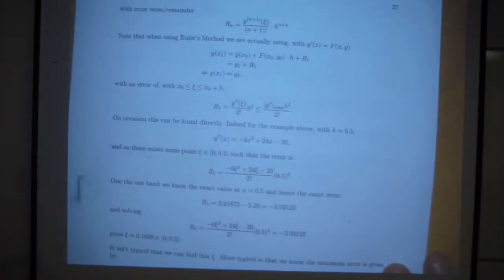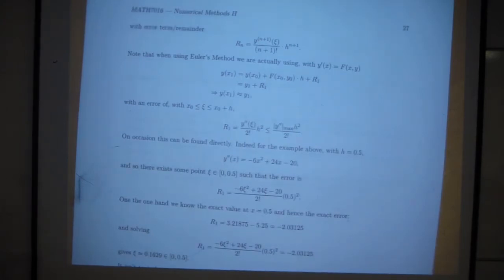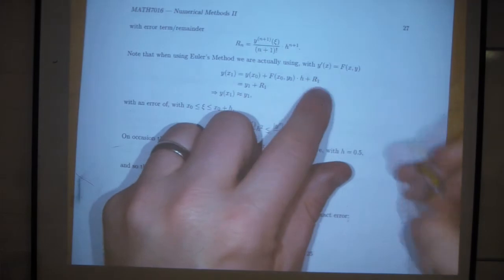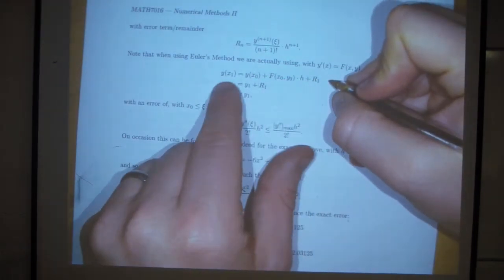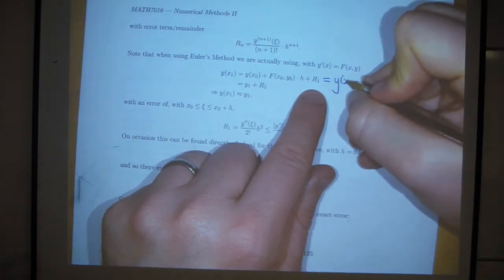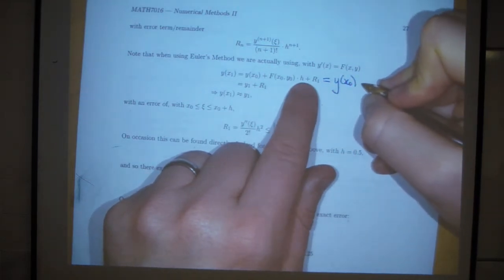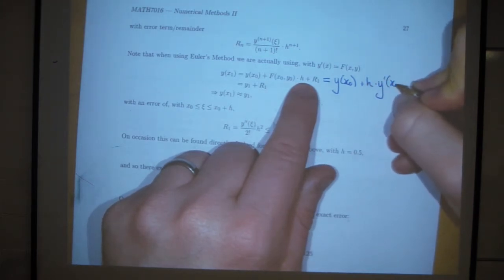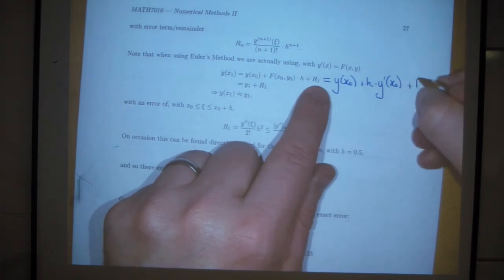Right. Now, with Euler's method, we're only going up to the first derivative. So if I write something very similar to what was on the previous page, the exact solution is equal to y of x0, that's the previous x value, plus the step size times the slope at the previous point, plus the remainder term.